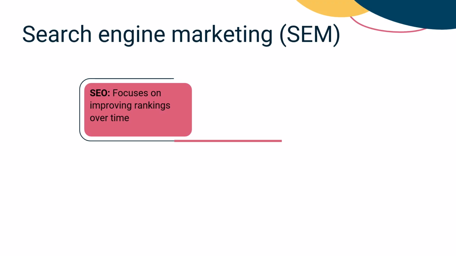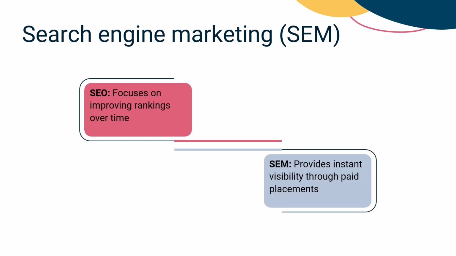SEM differs from search engine optimization, or SEO, which focuses on improving organic rankings over time, while SEM provides instant visibility through paid placements. SEM operates on a pay-per-click, or PPC model, wherein advertisers pay only when a user clicks on their ad. Let's break down how SEM works.